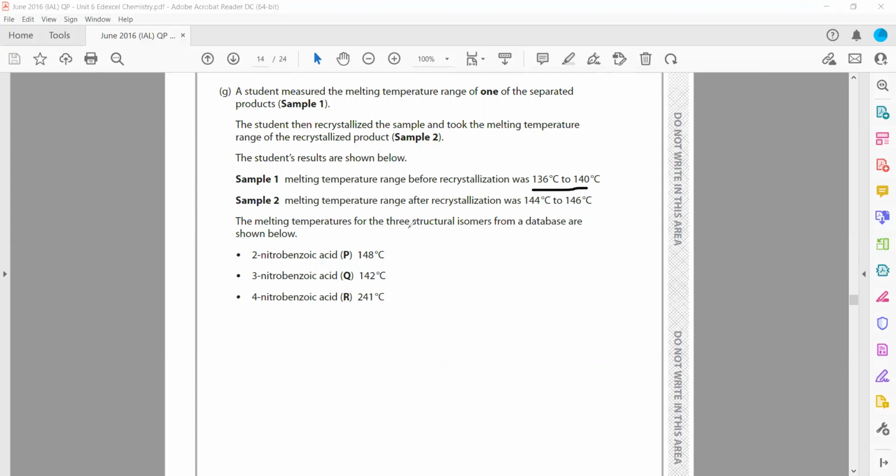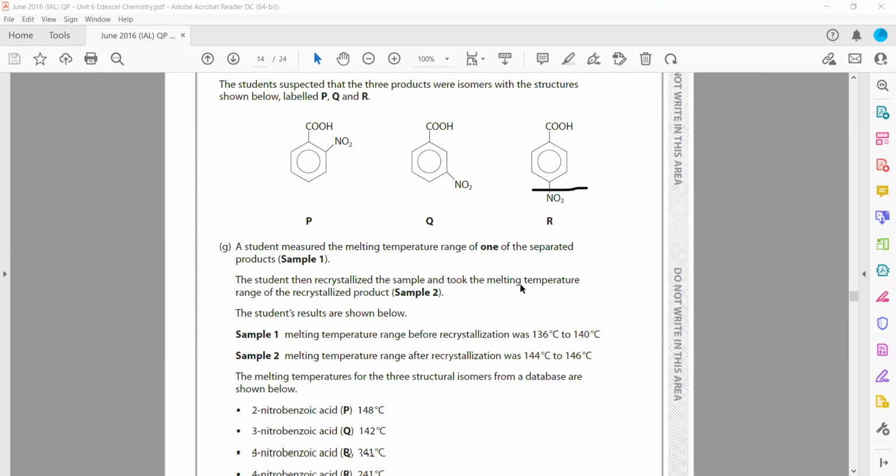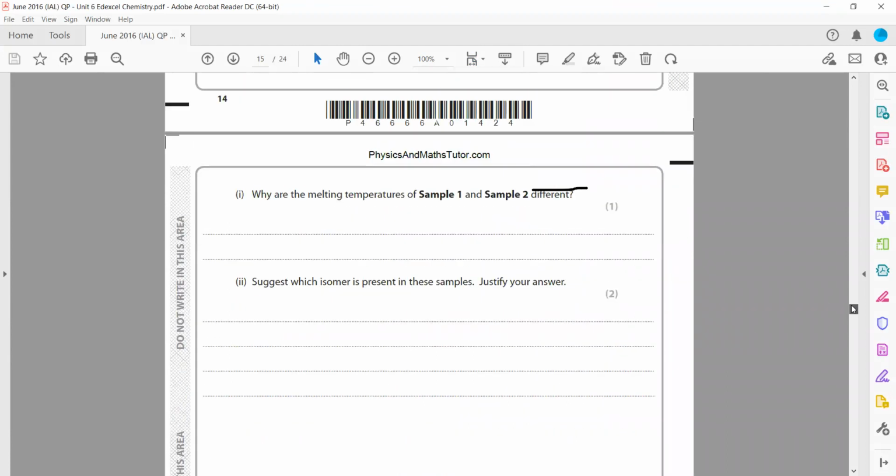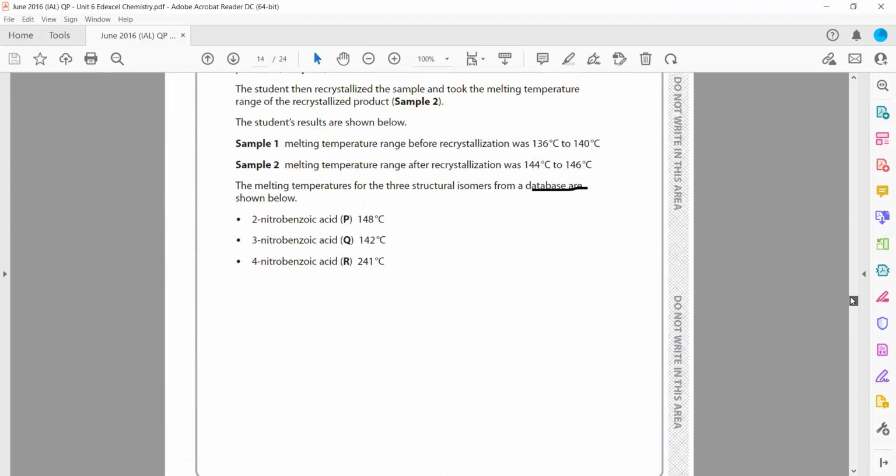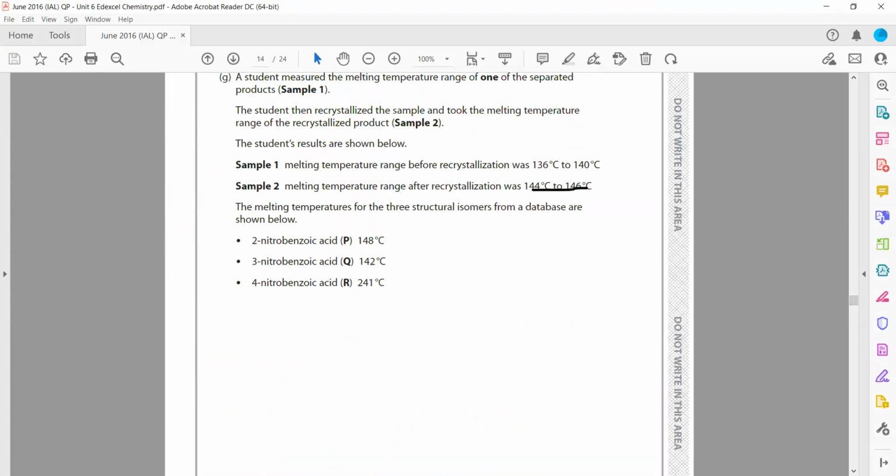The melting temperatures of the 3 structural isomers are given. P is there, Q is there, and R is there. We have to determine why the melting temperatures of sample 1 and sample 2 are different. What is the reason why the melting temperatures are different for a substance? Because the melting temperature depends on how much impurity is there. So they contain different amounts of impurities. They have different purity levels. That's why they have different melting points.